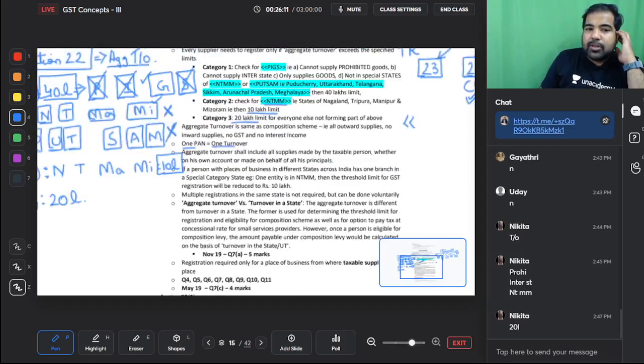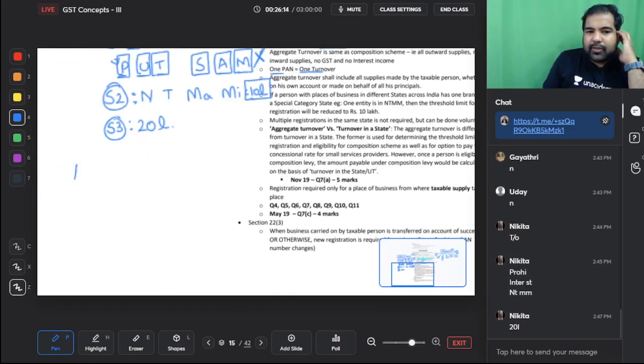Next, once you are supposed to register, so let's say the electric bike company has one setup in Maharashtra, one setup in Gujarat, and one setup in Tripura.